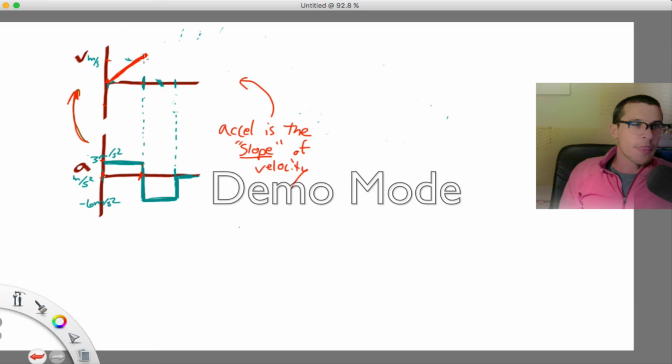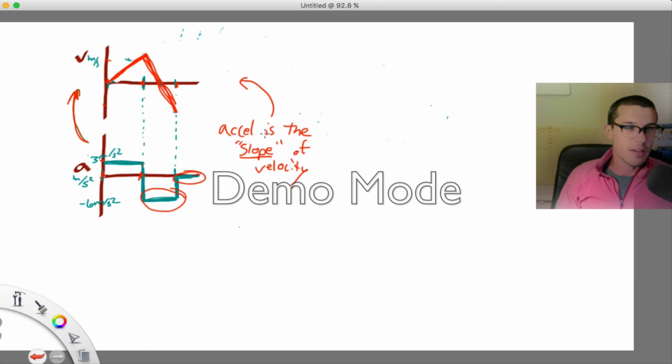Now, at this point, I look at the slope again, from this acceleration graph down here, and I see that's negative 6 meters per second squared. So that means the slope from this time point to that time point is going to be negative 6. So all I need to do is make a line that has a slope of negative 6. It's about like that.